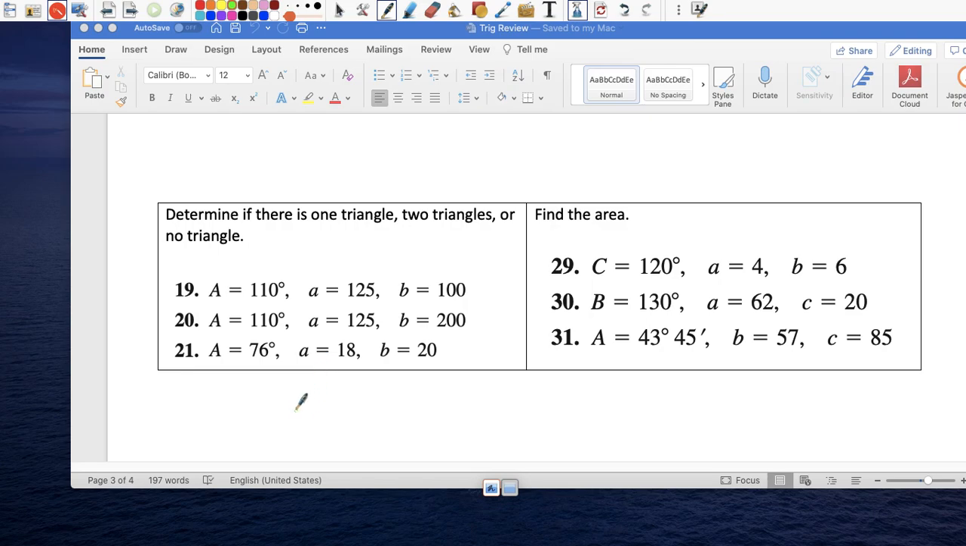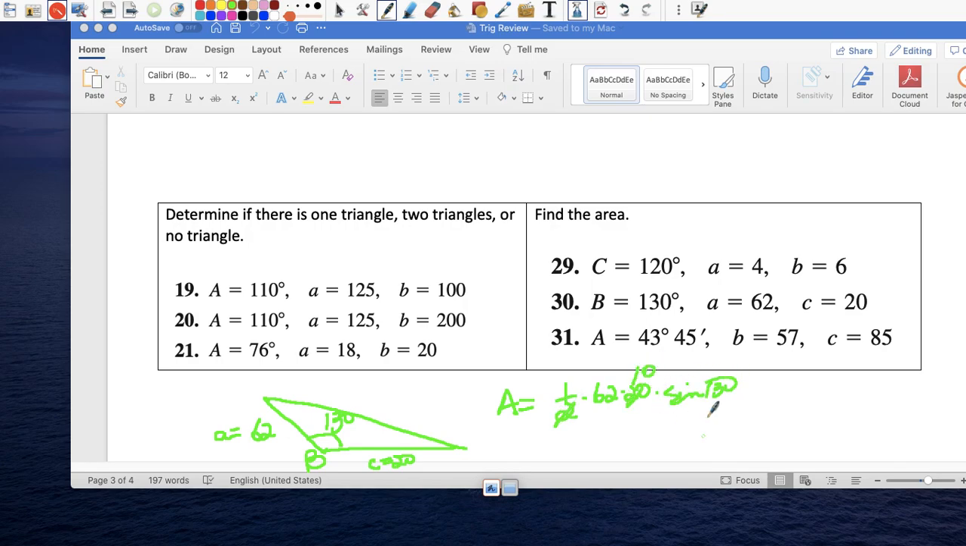For the second one, again, you can just draw it the same way. You have an angle, let's call that B, 130. If that's angle B, then the adjacent sides would be, one's A, which is 62, and the other one's little c, which is 20. Right, and here's your triangle. Find the area. The area is going to be half of the two sides, in this case 62 and 20, times the sine of the angle, 130. So you can simplify that. 62 times 10 is 620 times sine of 130. Enter. So the area of that particular triangle is 474.95 units squared.